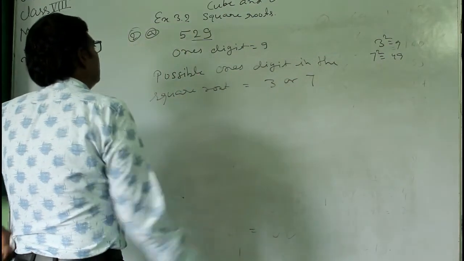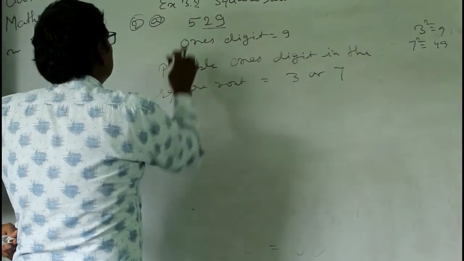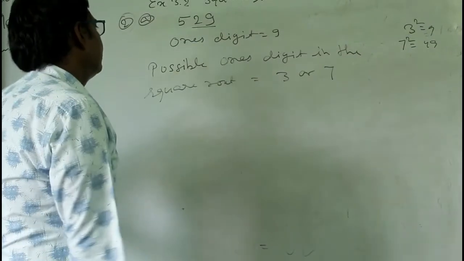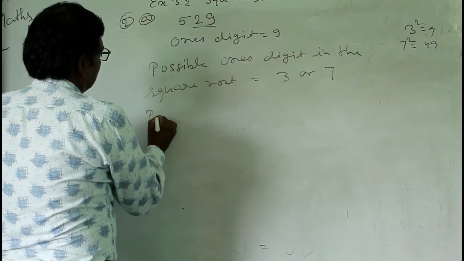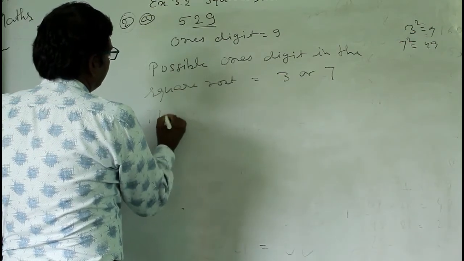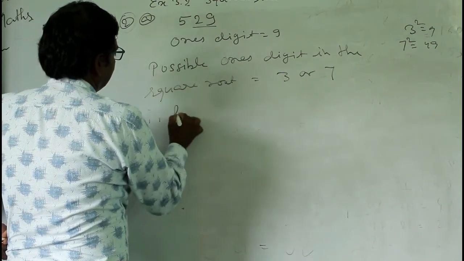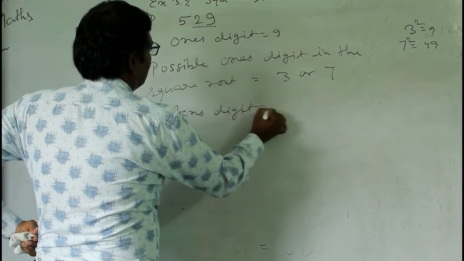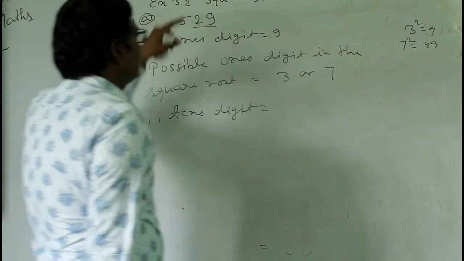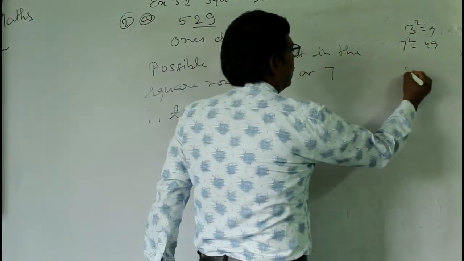Now come to the number 5. What is the tens digit here? The tens digit is 5 here. So remember this 1 square.